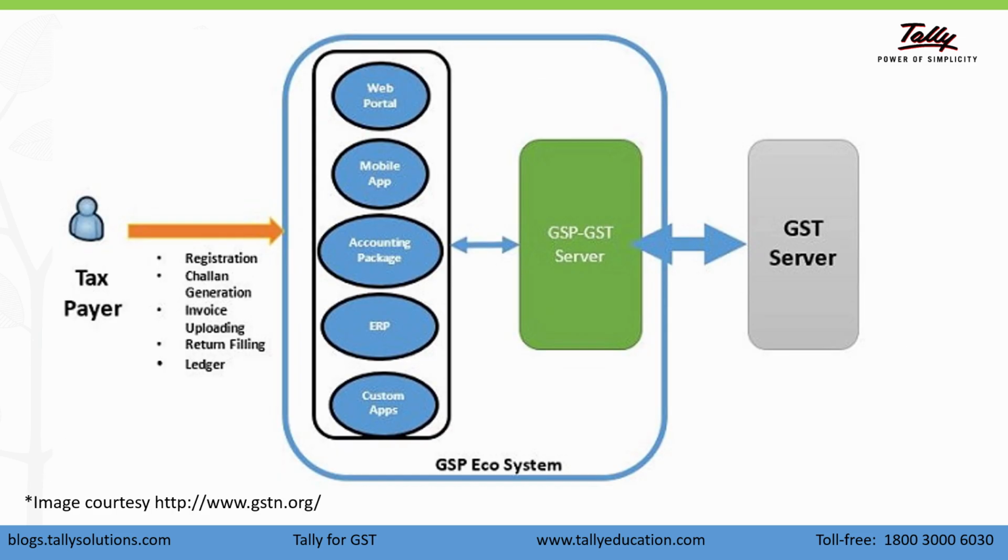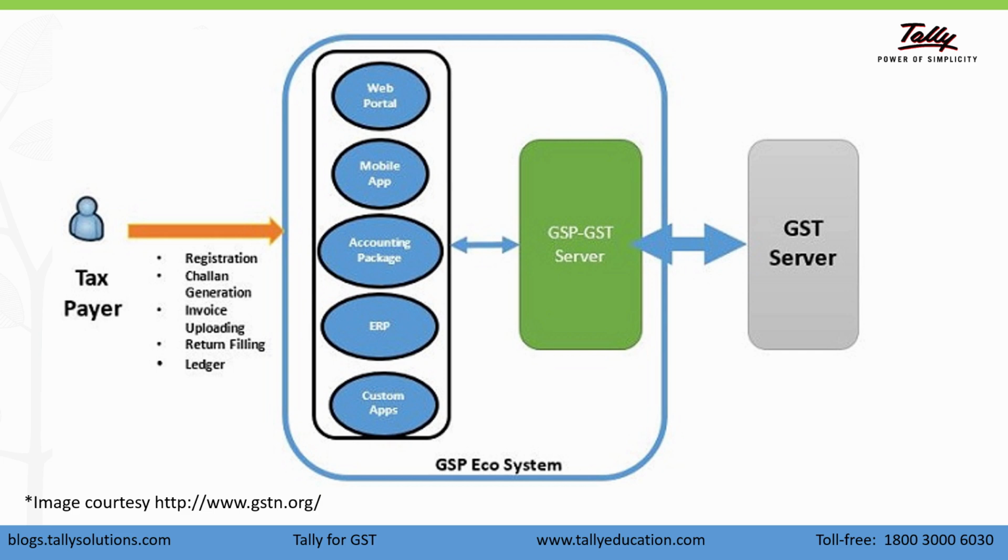Let us now see the process of interaction between a taxpayer, a GSP, and GST server. A taxpayer has to fulfill certain statutory requirements under GST, such as registration, invoice uploading, return filing, challan generation, etc. To assist taxpayers with these activities, GSPs will provide various innovative and convenient user interfaces such as a web portal, mobile app, accounting package, ERP, custom apps, etc. Through these user interfaces, GSPs will assist taxpayers in uploading the required details such as Form GSTR1, Form GSTR2, return filing, etc. These details will be uploaded to the GST server by the GSPs via the GSP GST server.